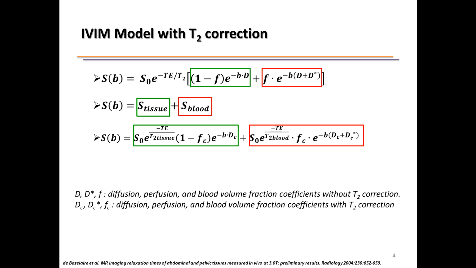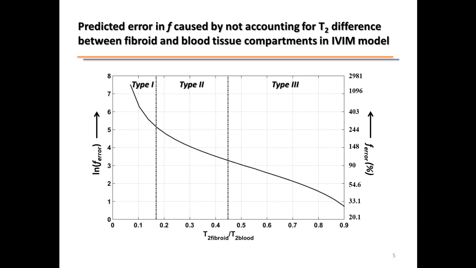In the following slides, D star and F are used to represent the parameters generated by the IVIM model without T2 correction. D star C and F C are used to represent the parameters generated by the model with T2 correction. We first did a simulation to find out the predicted error in blood volume fraction estimation introduced by not accounting for T2 difference between fibroids and blood.